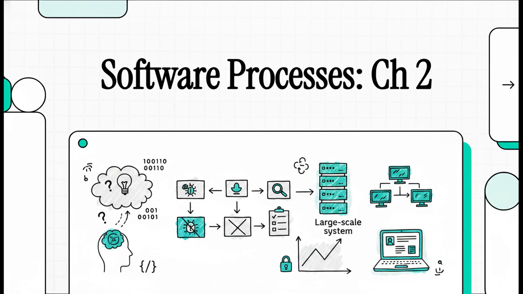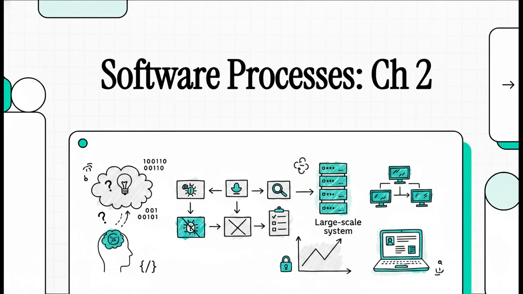Writing code is actually relatively easy. Basically, anyone can sit down and write a quick little script. But building reliable, large-scale software systems that don't crash when thousands of people try to use them at once, that is incredibly hard. And that is exactly why we need software processes.